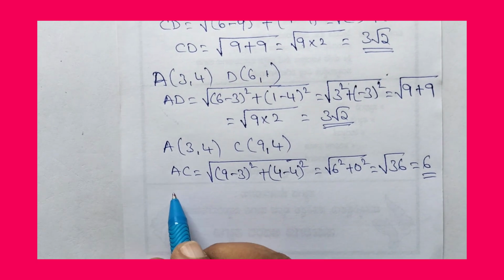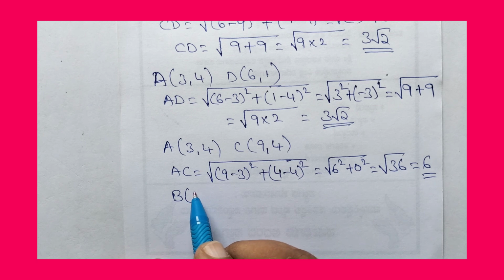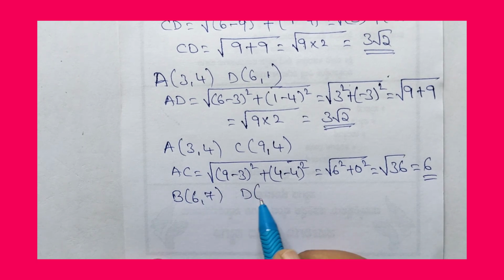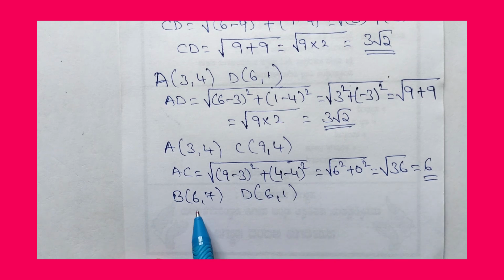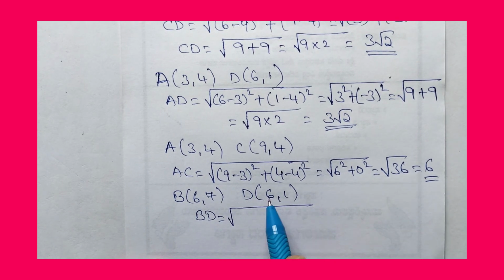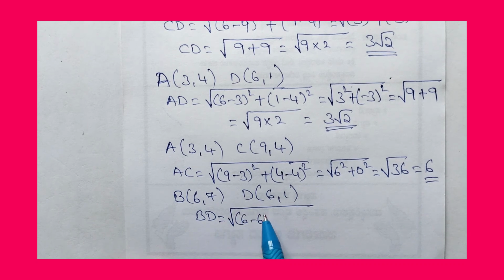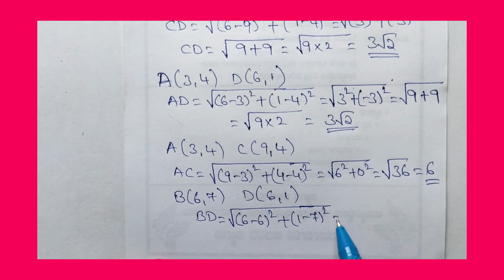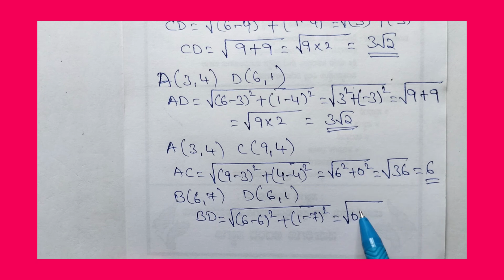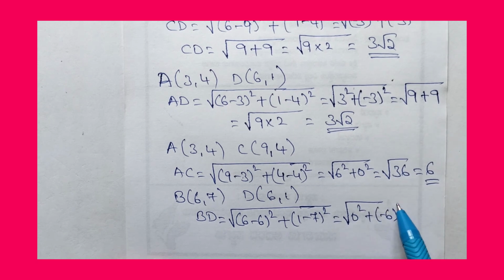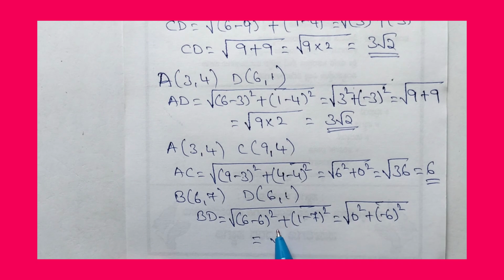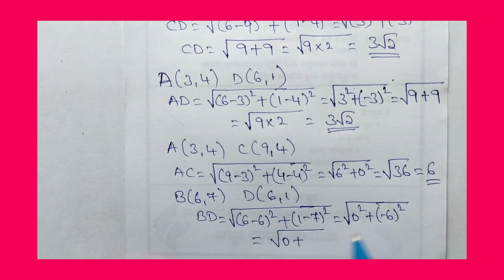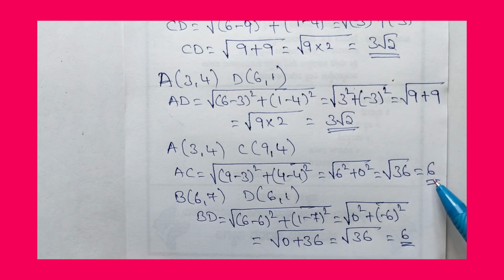Now find the distance between B and D. So B the coordinates are 6 comma 7, D the coordinates are 6 comma 1. So distance between BD is equal to square root of 6 minus 6 whole square plus 1 minus 7 whole square. That is equal to 6 minus 6 is 0 square, 1 minus 7 is minus 6 whole square. That is equal to 0 square is 0 plus minus 6 whole square is 36. 0 plus 36 is 36. Square root of 36 is 6. Again, both the diagonals are equal.